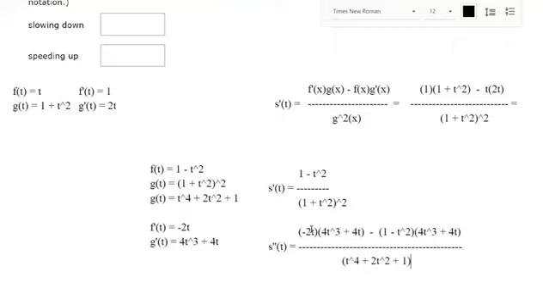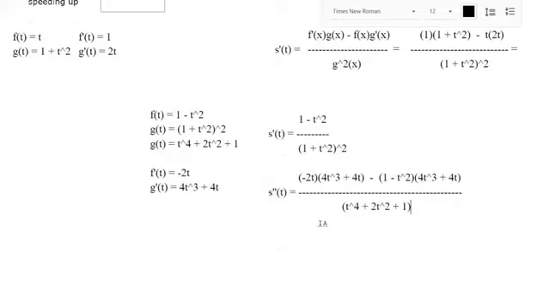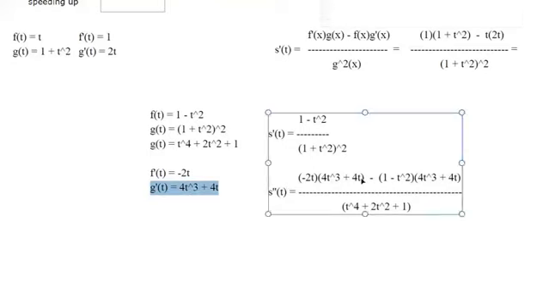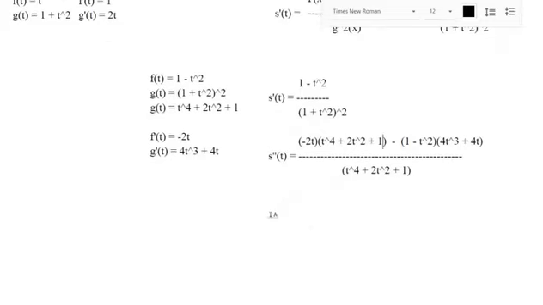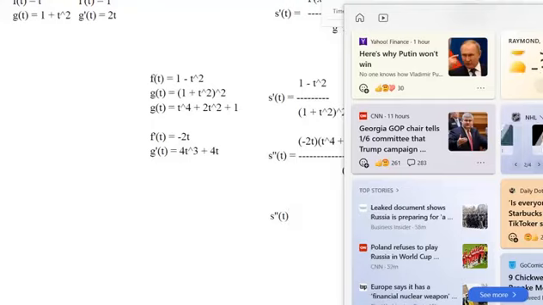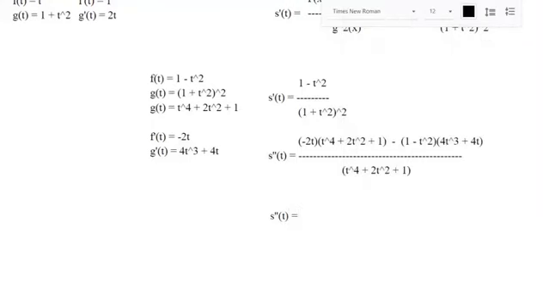Let's see if I get everything. Oh, no, here, I made a mistake. I plugged in 4t to the 3rd plus 4t for g of t. That's t to the 4th plus 2t squared plus 1. Okay. And okay, looks like I get everything else now. So we can simplify. This is just a brutal function.